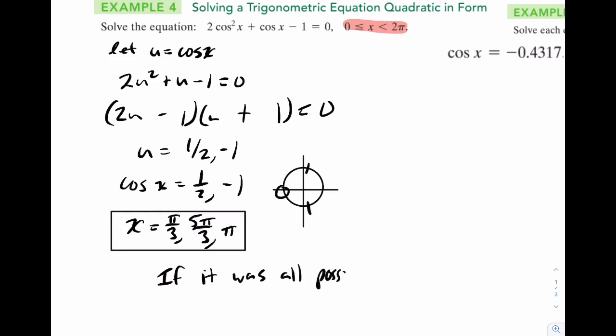Now, if it had asked for all possible answers, to handle that is pretty easy. Just put a bracket around your answers and put plus 2 pi k. So notice how if it were all possible, it's really not a big deal. Just put plus 2 pi k.